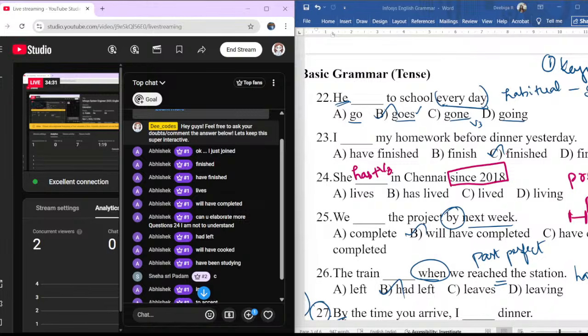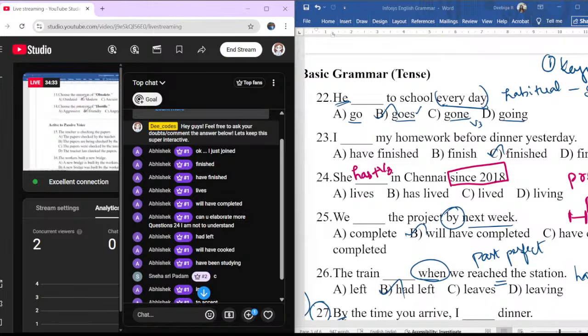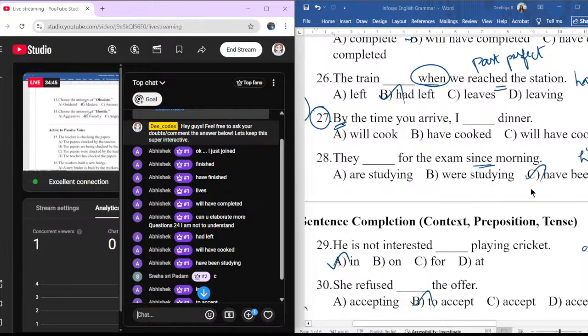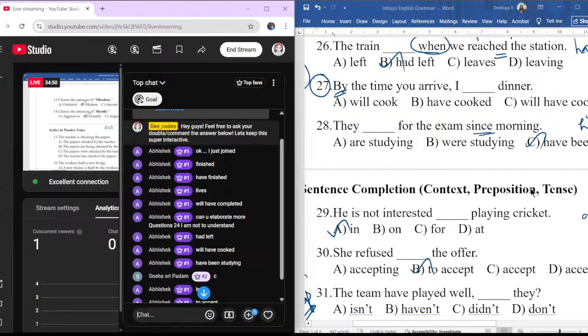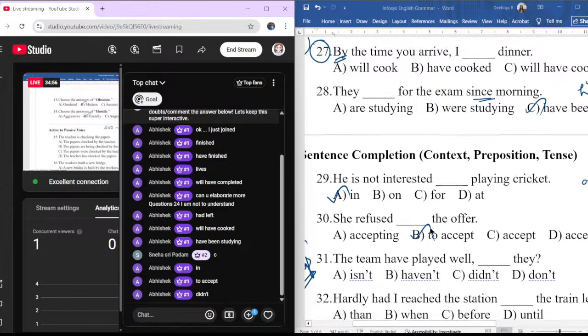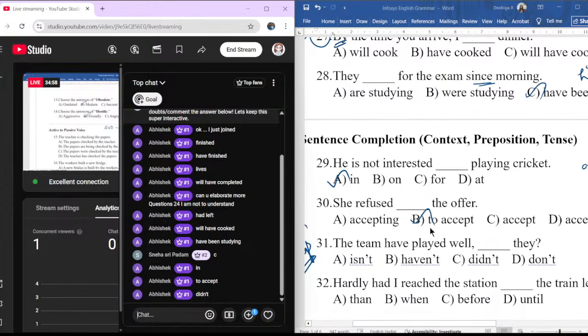Will have completed, that is correct. Had left, that is correct. By the time you arrive, correct Abhishek. And then they have been studying for the exam, that is also correct. And Sneha, you've given C, but I don't know which question you're talking about. Abhishek, to accept, the team have played well. You've put didn't, but okay, you've tried. It is a great try, but I want to say that the team have played well.